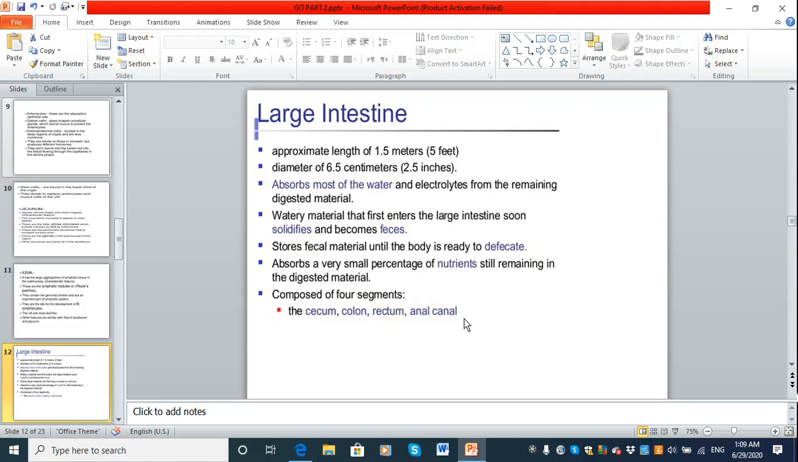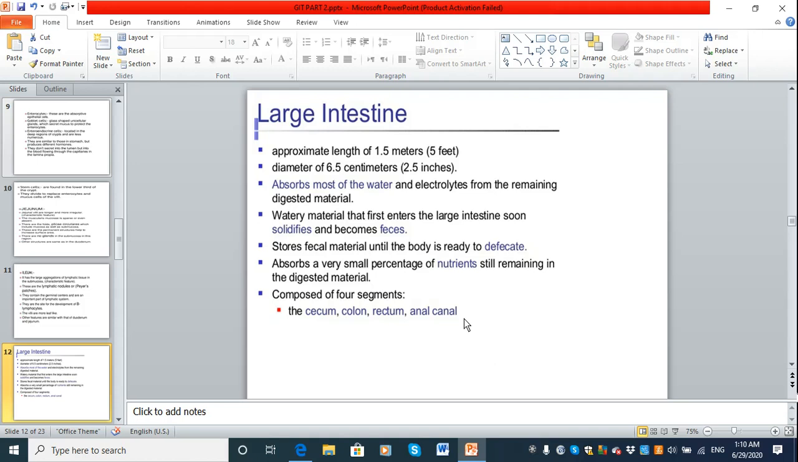The main function is to absorb most of the water and electrolytes from the remaining digested material. A watery material first enters the large intestine and then is solidified to become feces. So here it is converted from watery material to solid feces, and it is still accumulated or stored in this part until the body is ready for the defecation process.